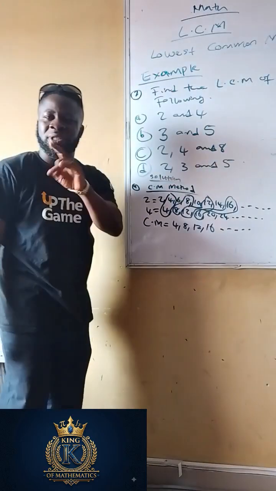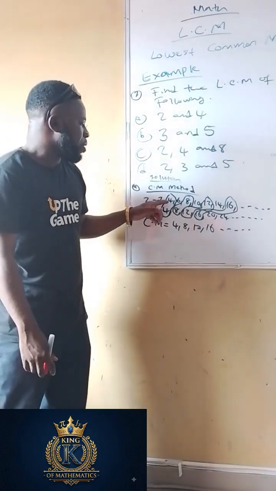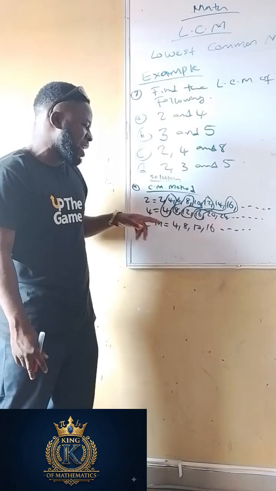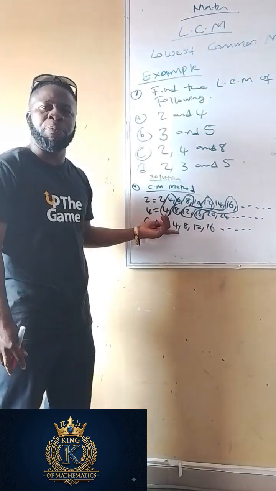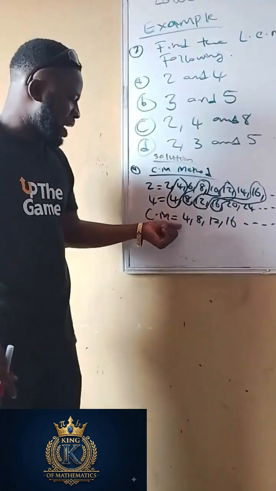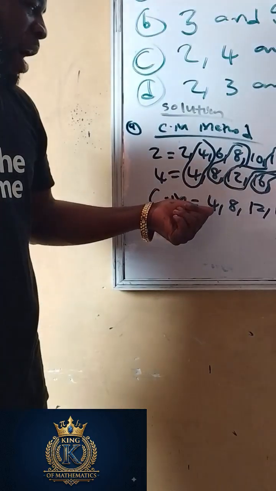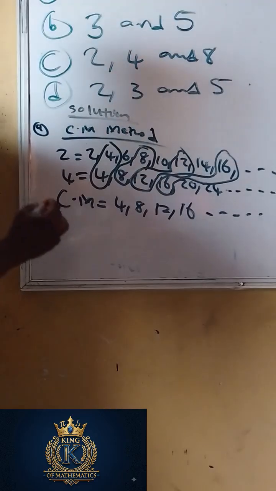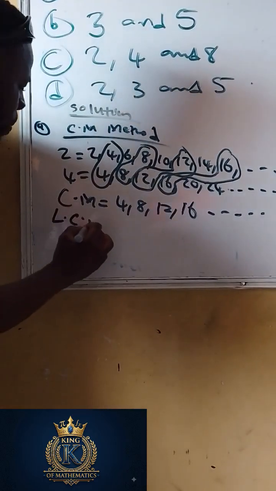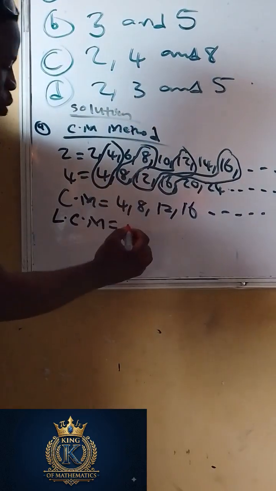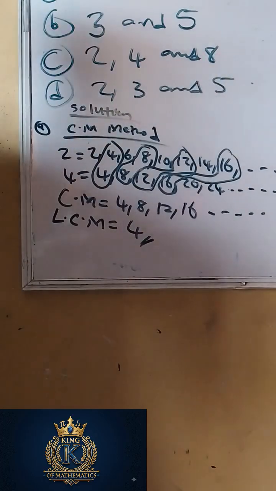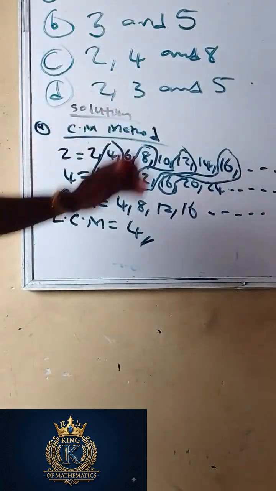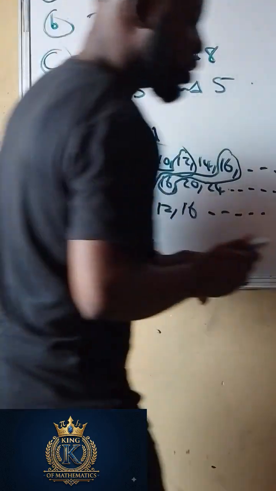Notice that the common multiples that we are having are going to be multiples of the first number. Look at this: 4. Multiples of 4 are 4, 8, 12, 16. So we can now go to the lowest common multiple. Which one is the lowest one? That's how you do it. But let me tell you, most learners don't like this. They love the second method.